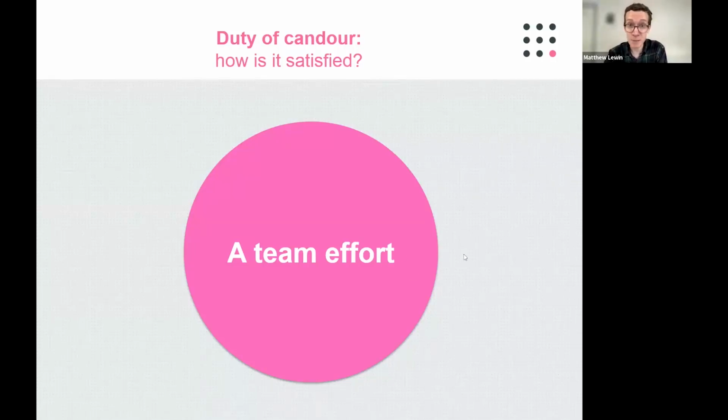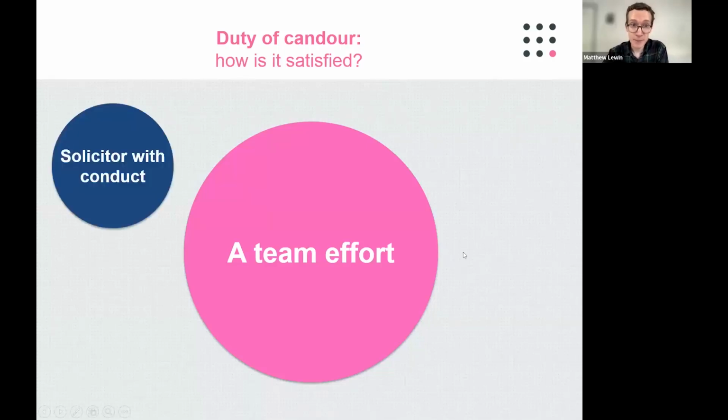Within that team, you need a captain. And for me, that's someone who's got overall responsibility for ensuring that the disclosure exercise carried out complies with the duty of candour. Now, that will usually be the solicitor with conduct of the case. And in any case, it should be someone with appropriate seniority and experience, someone who has a track record in handling these kinds of cases and understands the duty of candour requirements.